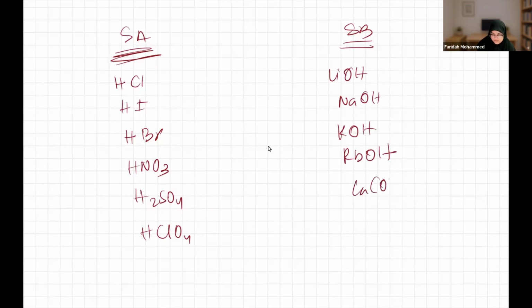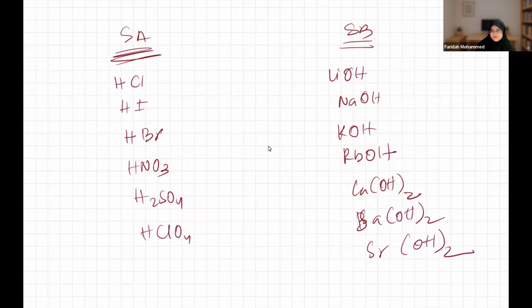So calcium hydroxide, and then what's after calcium? Strontium or barium. Barium hydroxide, strontium hydroxide. You have to remember this. Take a picture, please. Okay. Strong acid, strong base.